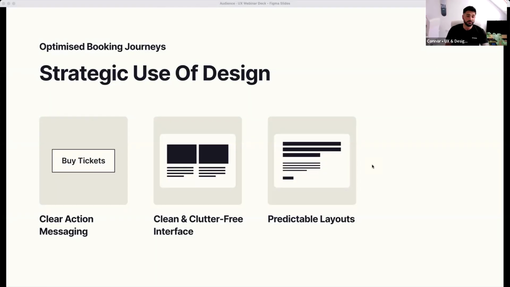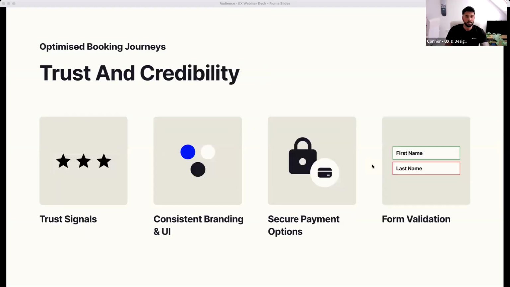Create a clean and clutter-free interface. I think that speaks for itself, really. And then predictable layouts as well. Again, when we're going through that booking process, if I'm on one screen and then I click to the next screen and it's looking different, one minute the pay button's in the top left and then the confirm button's in the bottom right, it's creating less trust, and it's more confusing for the user.